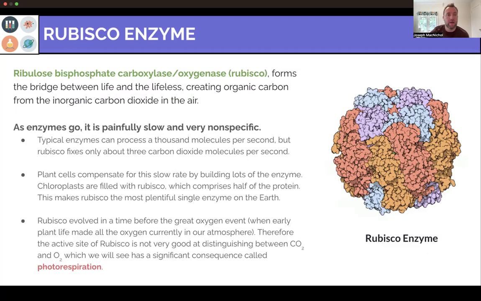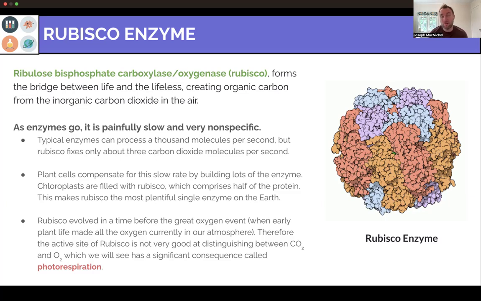We fixed our carbon. Now, Rubisco, like we said, is a really important enzyme, right? And as enzymes go, it's not very specific and it goes painfully slow. Usually, an enzyme can make thousands of molecules per second, but Rubisco can only make about three glycerate 3 phosphates, or can only fix about three carbon dioxides per second. That's very slow as enzymes go. And because of that, basically the chloroplast is just filled with a ton of Rubisco, which frankly, is the most abundant enzyme on the planet.